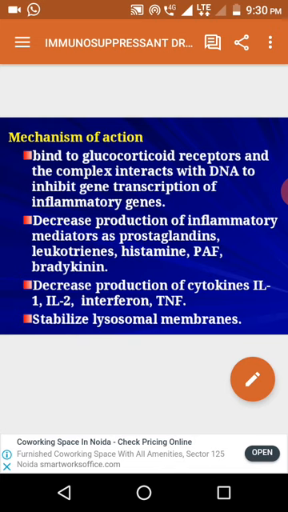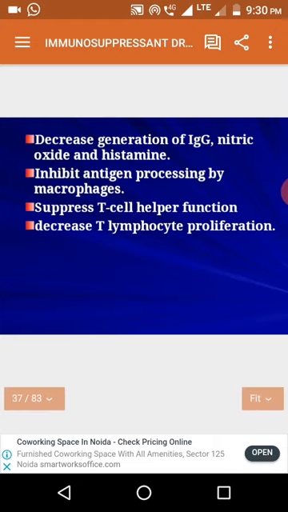The third one is suppression of the antigen antibody reaction. The antigen antibody reaction is the first step that initiates all these things, which ends with organ transplant rejection. So the third one is an inhibition of antigen antibody reactions.